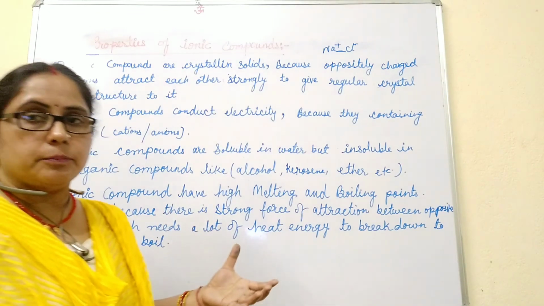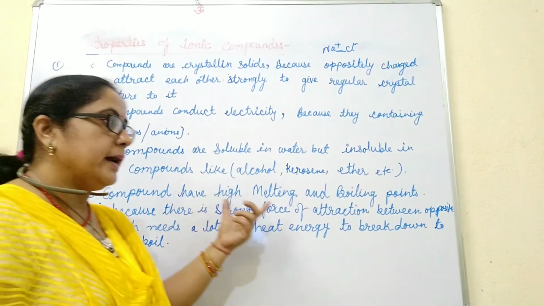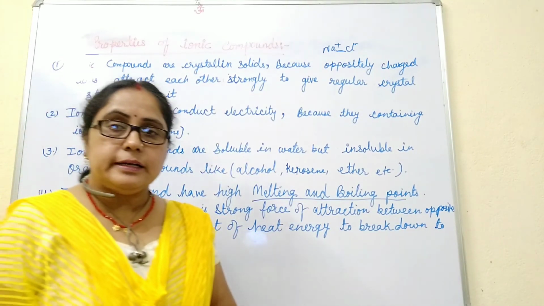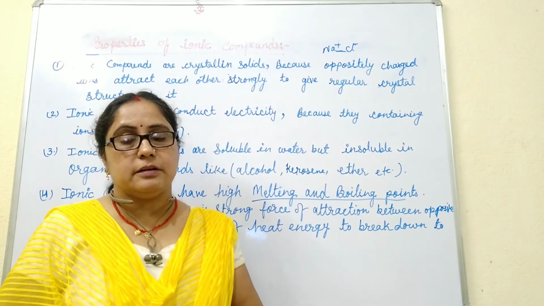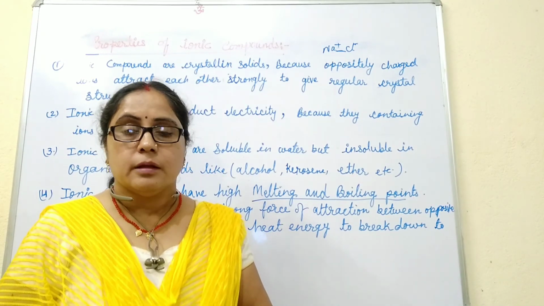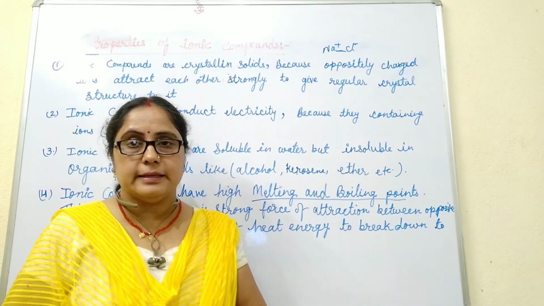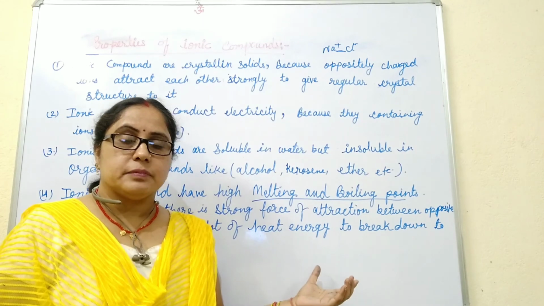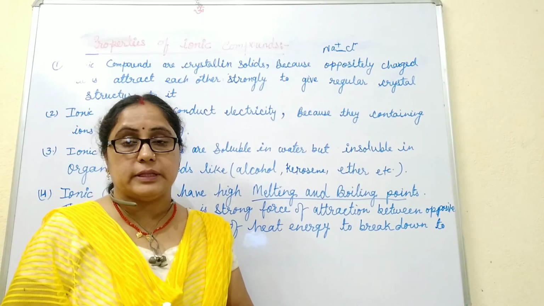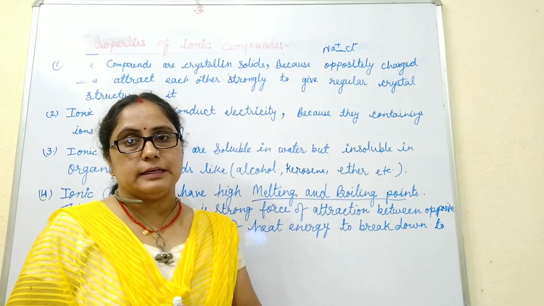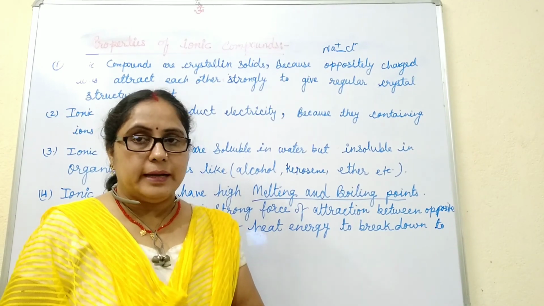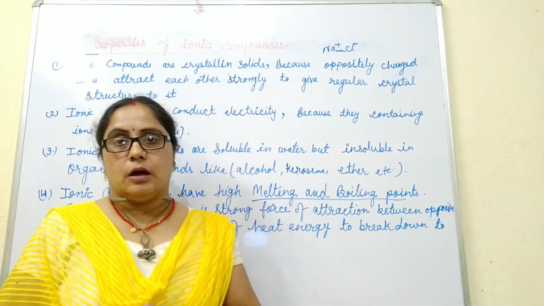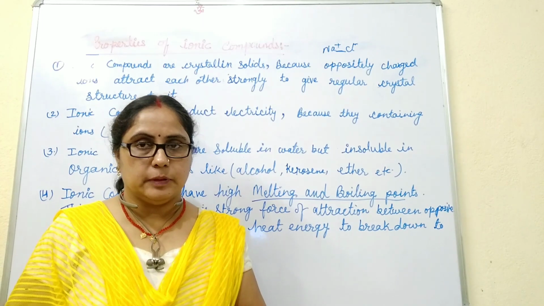The next property of ionic compounds is that they have high melting and boiling points. High melting and boiling points are again related to the strong force of attraction between the two oppositely charged ions present in ionic compounds. Because there is a strong force of attraction, it needs a lot of heat energy to break it down, to melt and to boil. So this is about the ionic compounds. Now next we will discuss the covalent compounds. Thank you.